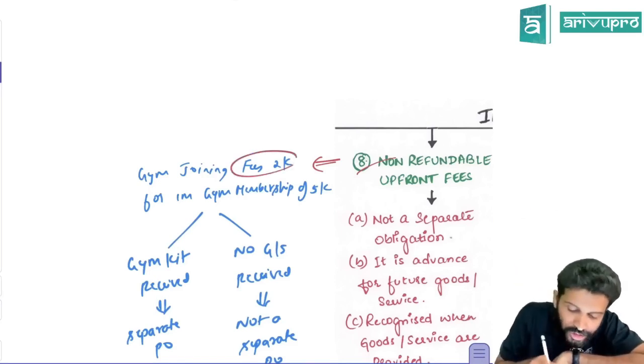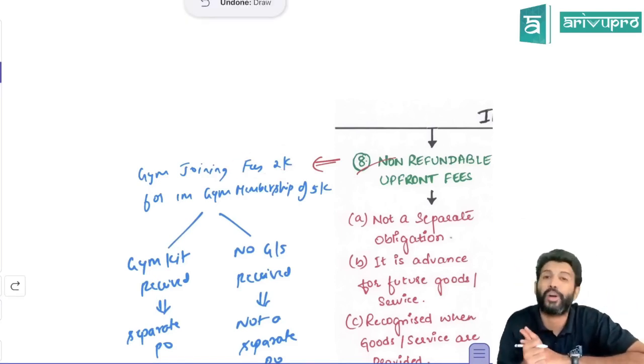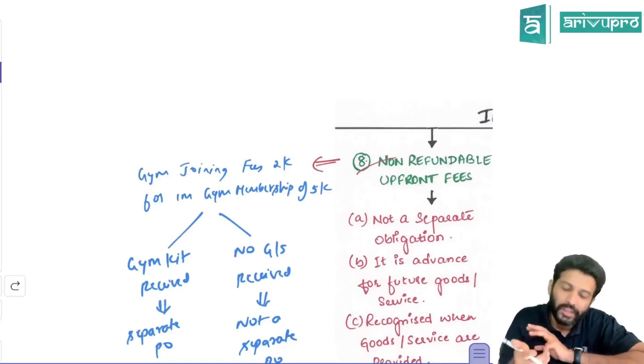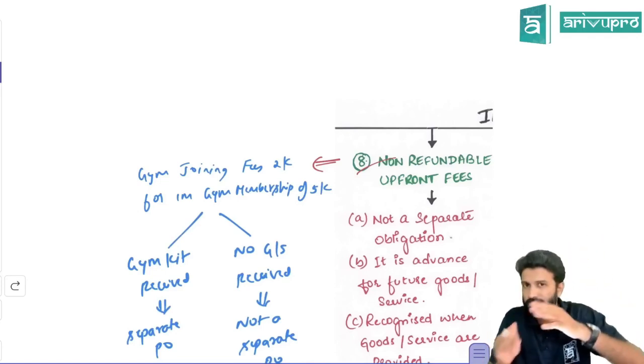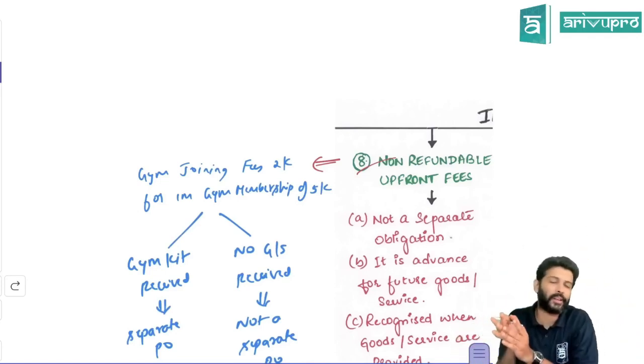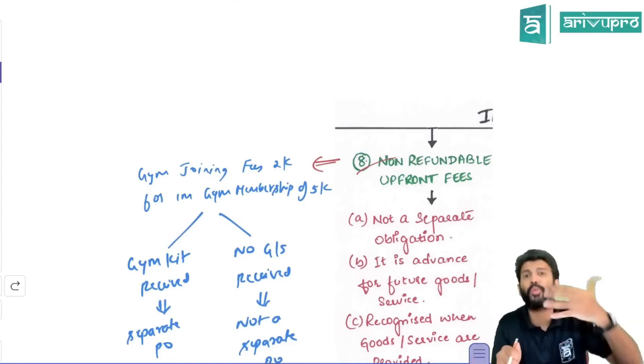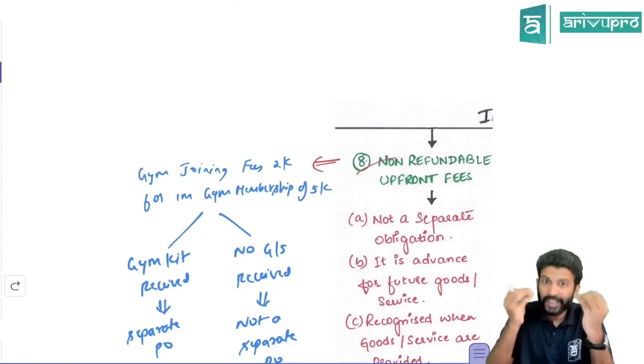Now, this 2,000 joining fee, is it a separate performance obligation? That is what we are testing. Generally, no, but you'll have to look at more details. Normally they'll not give you any further information in the question. So generally we say this is not a separate performance obligation, because if you want to say separate performance obligation, it means you should get some goods or service.